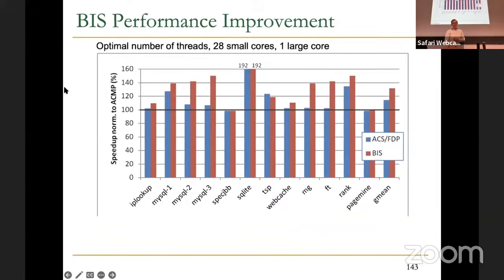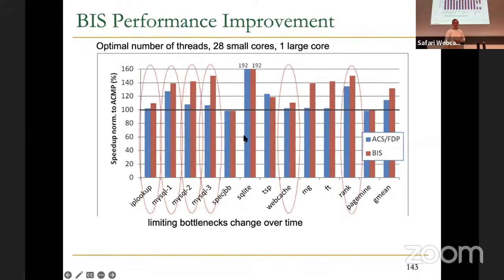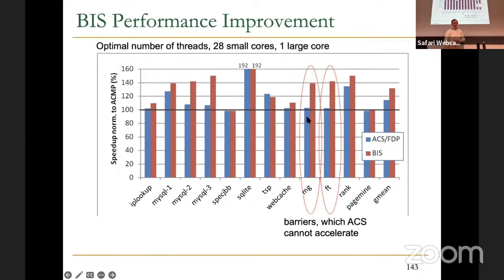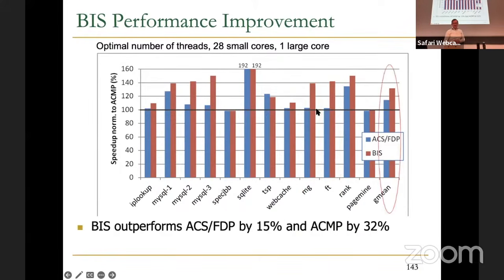So this is the performance improvement you would get. On these workloads, ACS, accelerated critical sections, and feedback-directed pipelining buy you performance, which is good, which is actually similar to what we have seen earlier, but maybe we have more improvements in the baseline here. And if you do bottleneck identification and scheduling, you do better. And there are some workloads where you don't get a lot of performance. And then there are also workloads where ACS is dominantly applicable versus feedback-directed pipelining is dominantly applicable. So there are a bunch of workloads where limiting bottlenecks change over time that we have identified. And here, BIS actually provides a lot more improvement. And here you have barriers where ACS cannot accelerate, which is interesting.